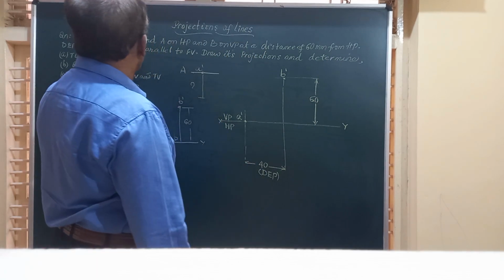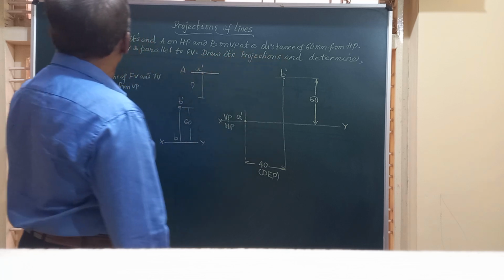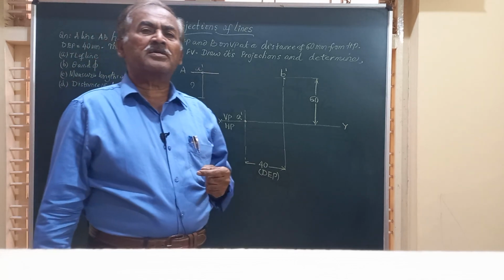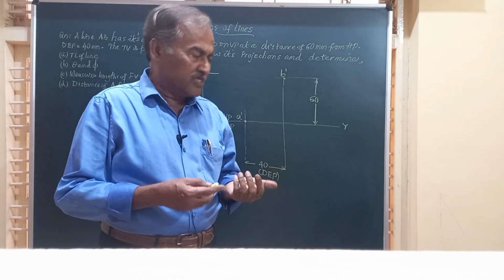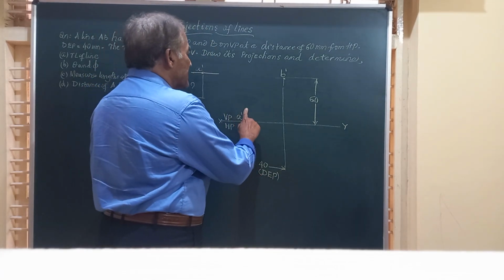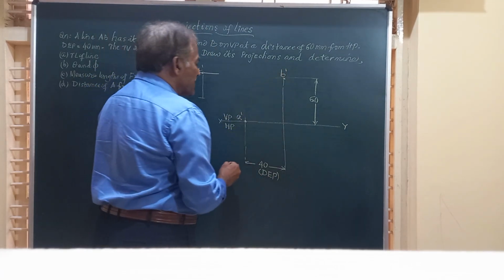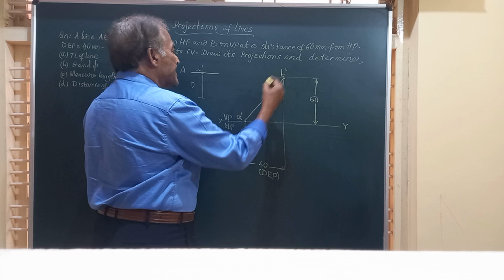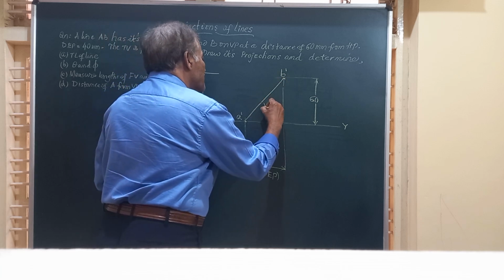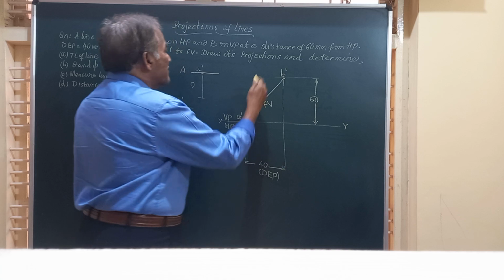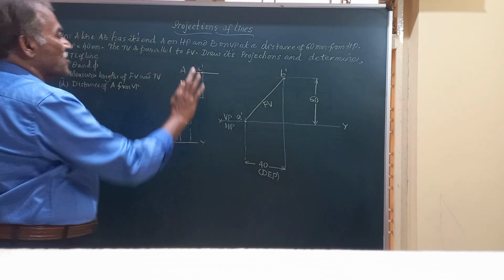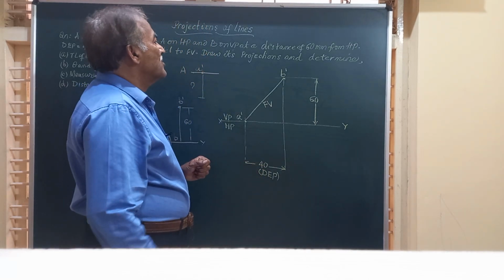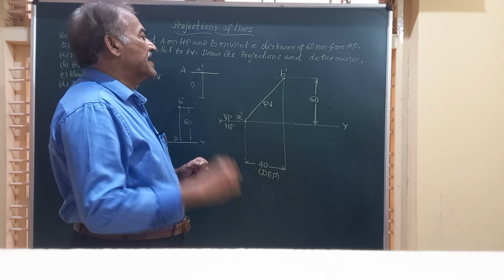And friends, you use this data. A is on HP, B is on VP, and the top view is parallel to the front view. Before you go to the top view, you should have the front view. So the front view is the line joining A dash and B dash. If you join these two points, you get A dash B dash. That becomes the front view of the line. And friends, as you see here, you have utilized all the data given in the question. Now you will have to find out where is B, where is A, etc.